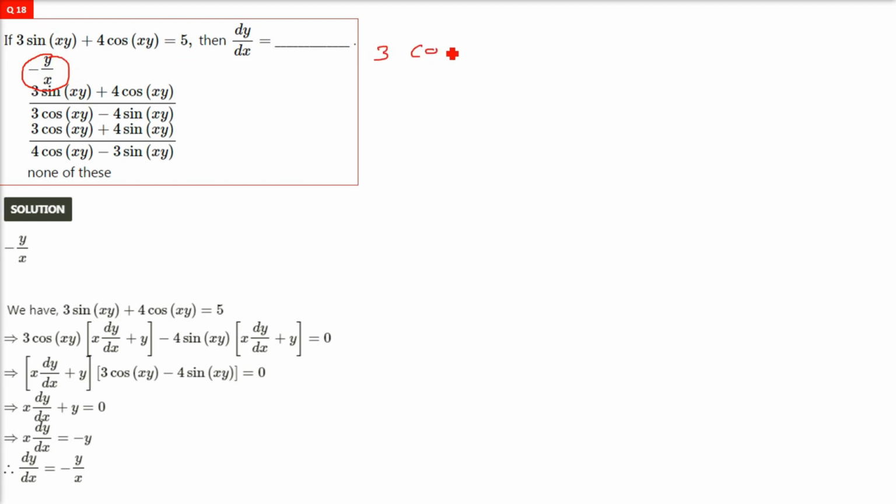See, 3 sin xy is 3 cos xy. I am differentiating it. And xy, because xy is already there, so xy differentiation will be x dy by dx. I am doing it using the product rule. And y dy by dx of x is 1. So it will be x dy by dx plus y. So let us write this, x dy by dx plus y.